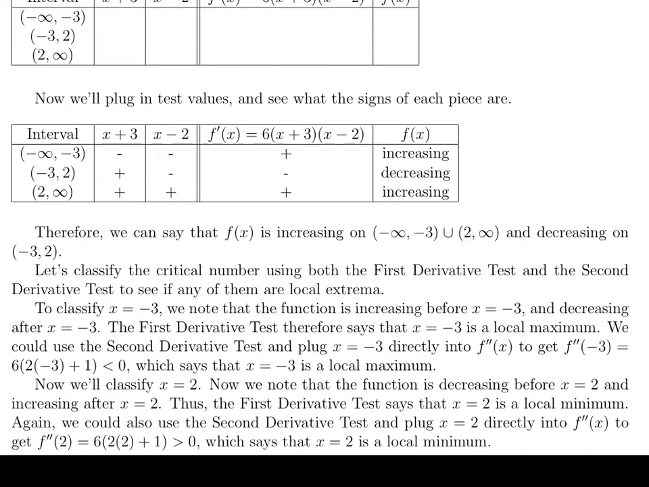Now let's do the same kind of classification for x equals 2. Now note that the function is decreasing before and increasing after. The first derivative test then tells us that x equals 2 is a local minimum. Now we could use the second derivative test and plug x equals 2 directly into f double prime. This time we end up with a positive number, and the second derivative test then tells us that x equals 2 is a local minimum. Positive number means it's concave up.